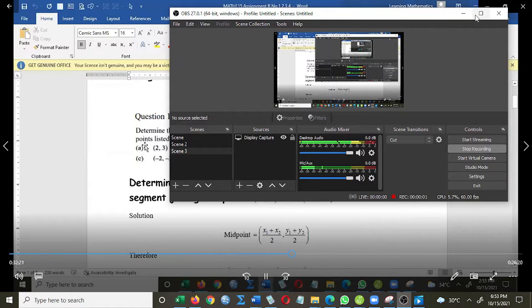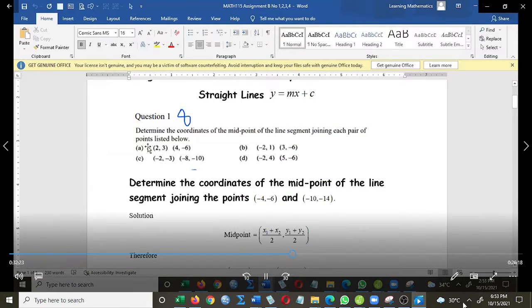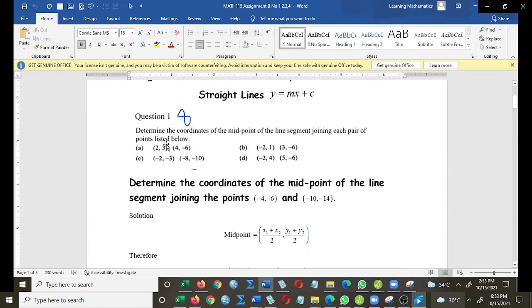Did number 1 part A. It says determine the midpoint of the line segment joining each pair of points.